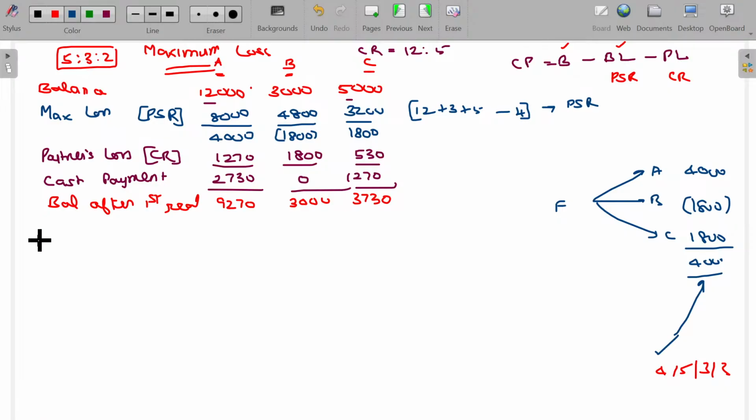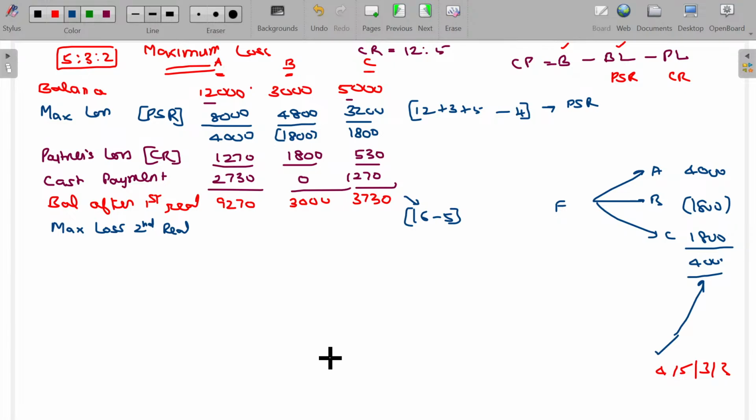Now, maximum loss in the second scenario. Maximum loss. Second realization. What is the amount payable? 16,000. What is the amount we get in the second realization? 5,000 rupees. Now 11,000 is the maximum loss. Am I right?